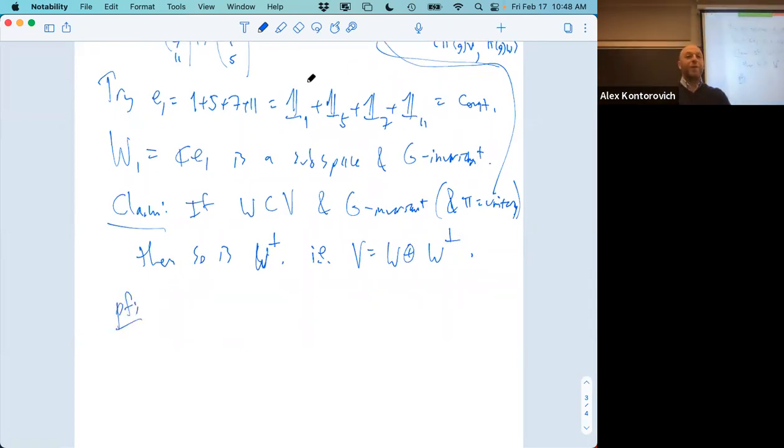So we had a 4-dimensional space. We found an invariant subspace. We can take the orthogonal complement to that invariant subspace and look for more invariant subspaces among the 3 dimensions left over.